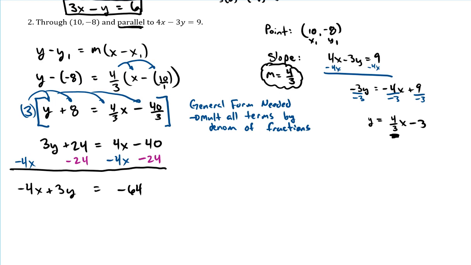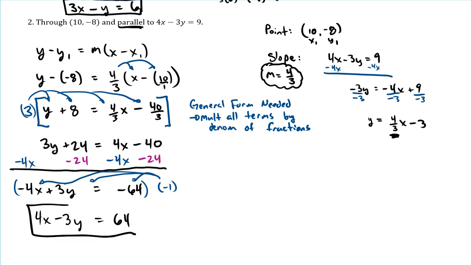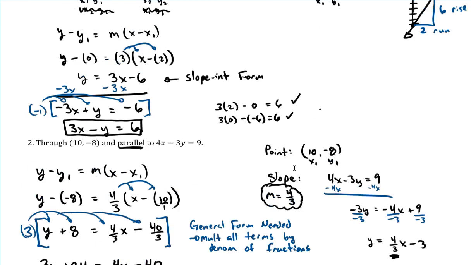So it is in the form that they want, but they want this to be a positive value with the x. So that means we'll do one last thing and multiply everything by negative 1. Now all that does is just change the signs. So it would be positive 4x minus 3y equals positive 64. And there we go. Okay, so that's our final equation.